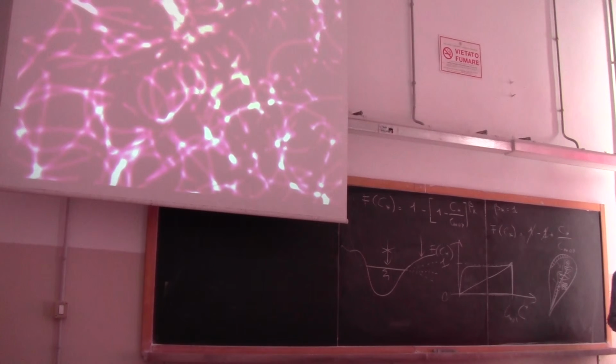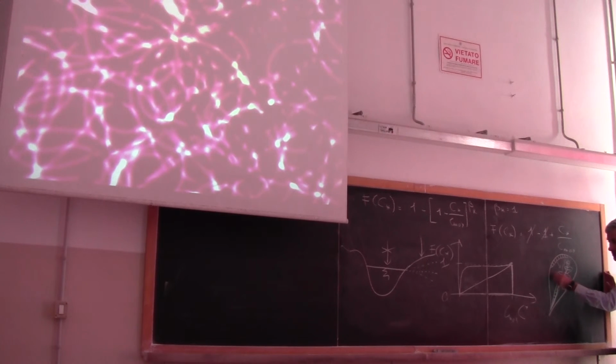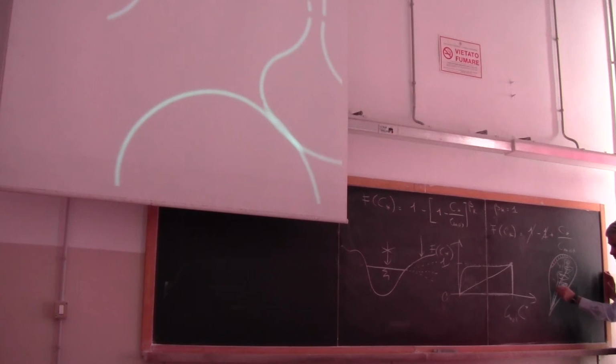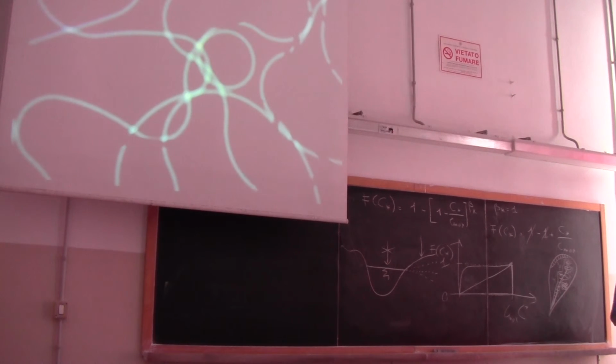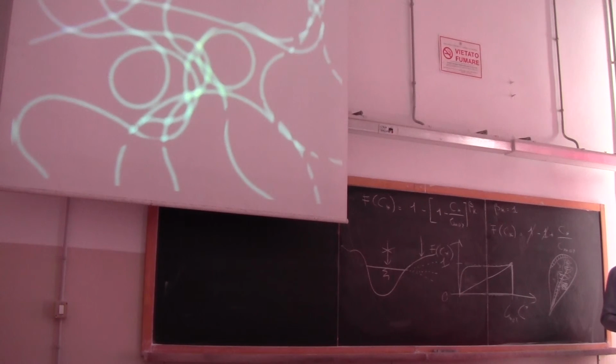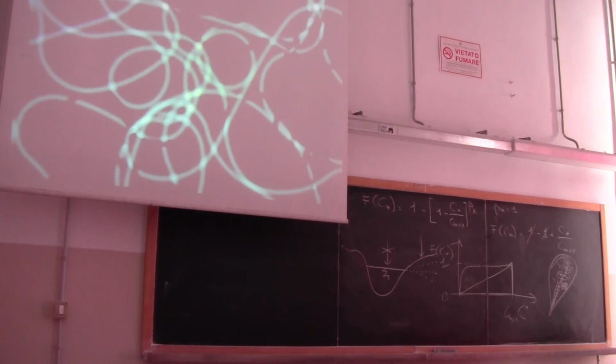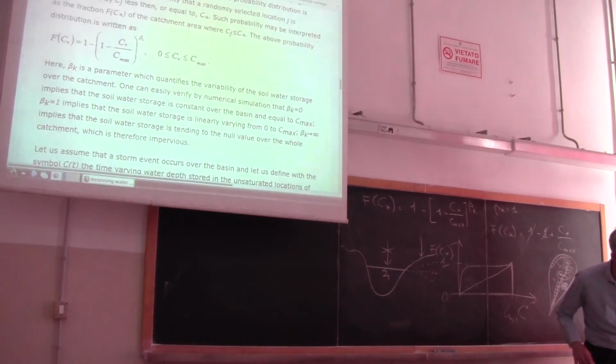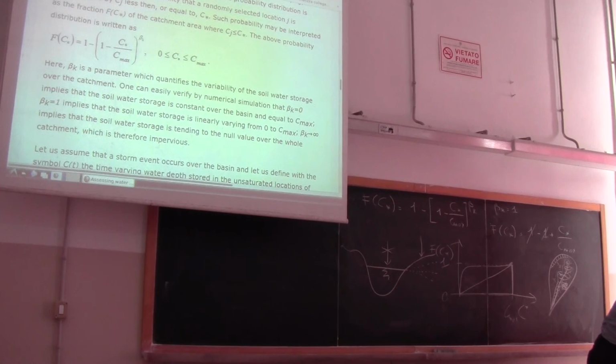If it continues raining, of course, the extension of the saturated areas expands. So, if it continues raining, you may get something like this. River flow increases because it rains over the wet, it rains over saturated soils. If it continues raining again, it may be that the whole catchment gets saturated. This is the mechanism that this model tries to reproduce.